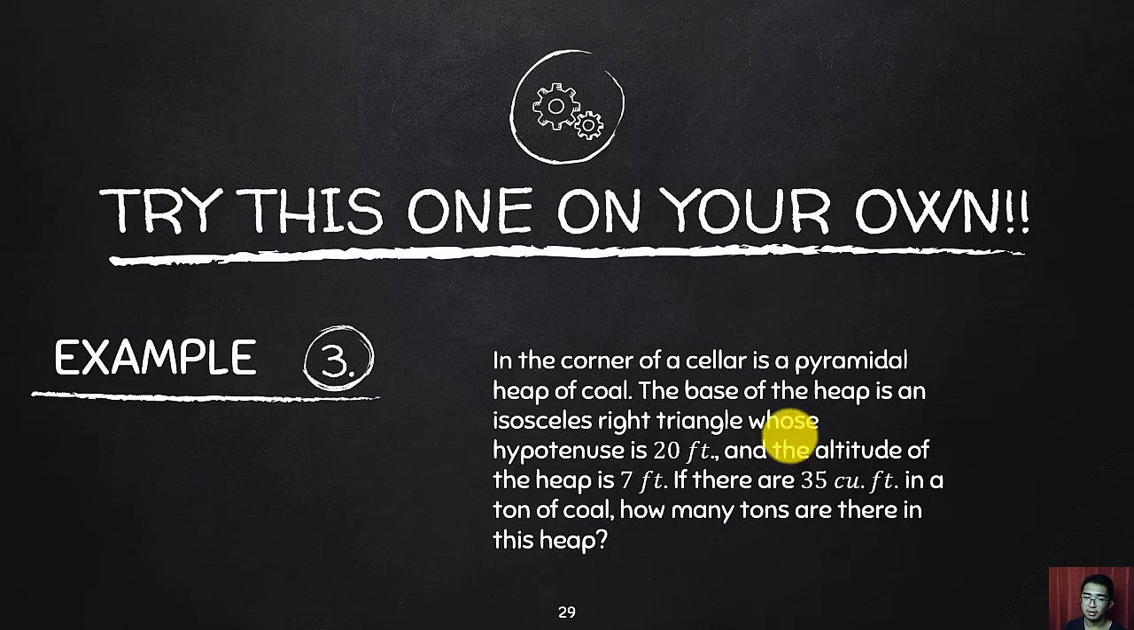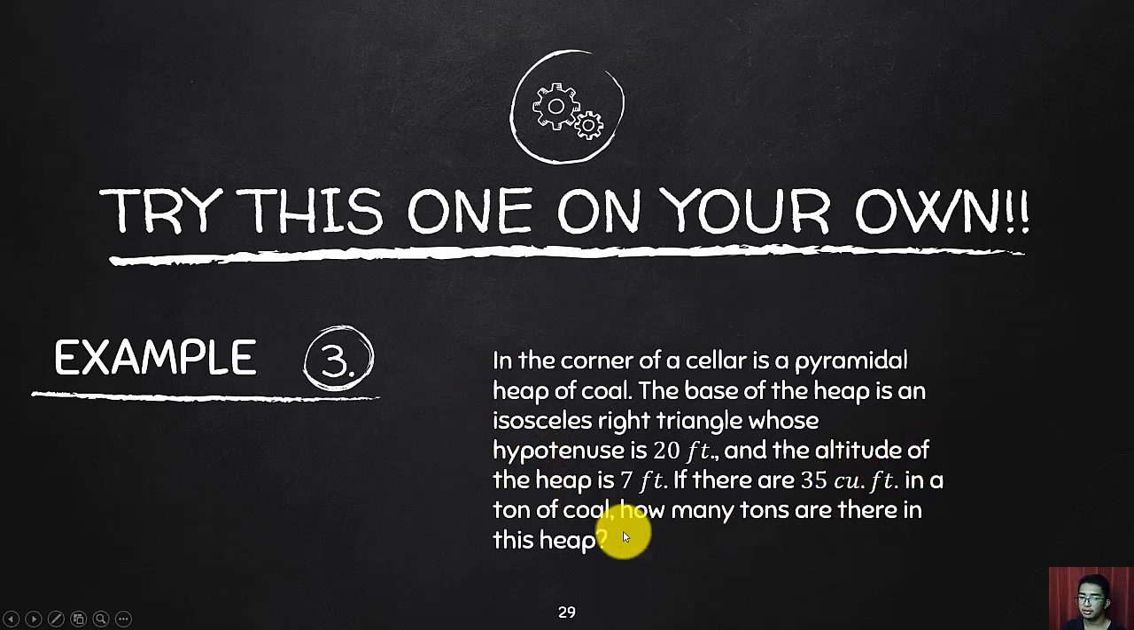Okay, so if you try this one on your own: in the corner of a cellar is a pyramidal heap of coal. The base of the heap is an isosceles right triangle whose hypotenuse is 20 feet, and the altitude of the heap is 7 feet. If there are 35 cubic feet in a ton of coal, how many tons are there in this heap? So again, this problem is a bit hard to solve if you do not draw it first.